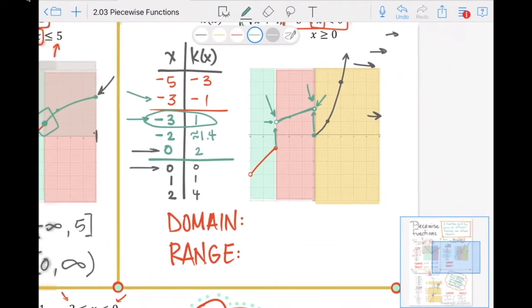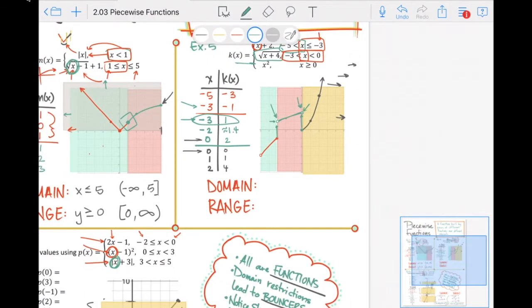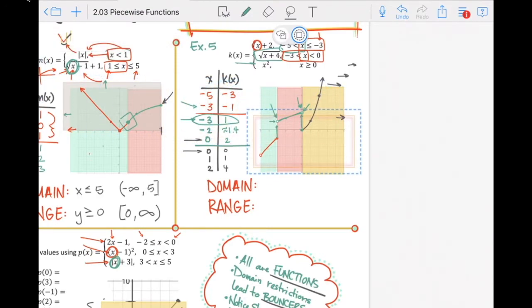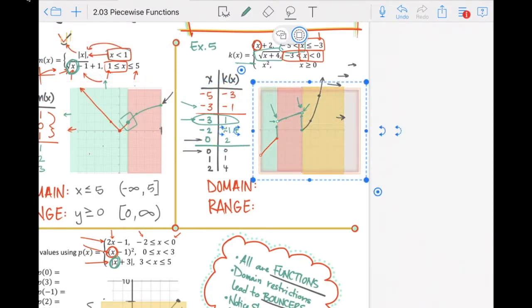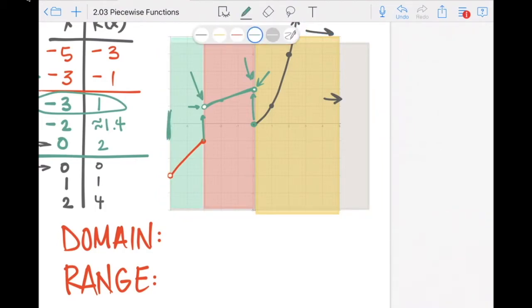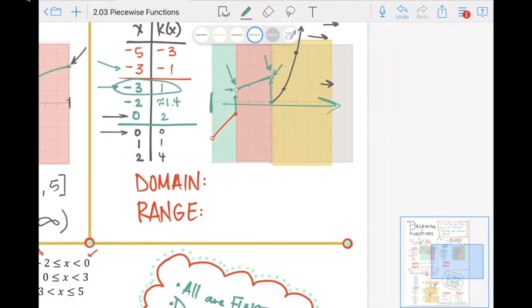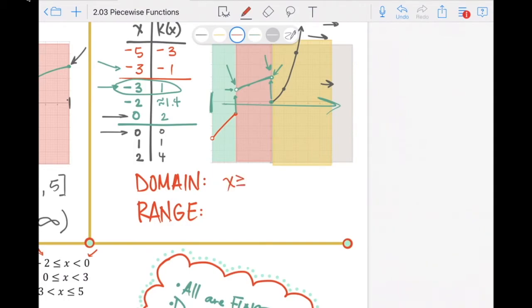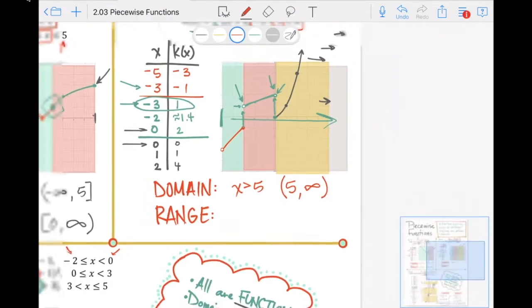So our domain is going to include everything from -5, not including -5, but everything from -5 all the way to infinity. So we can write that as x is greater than -5. Or if we were doing interval notation, notice -5 is not included. The largest number in our interval is infinity, so we'll have parentheses around both.